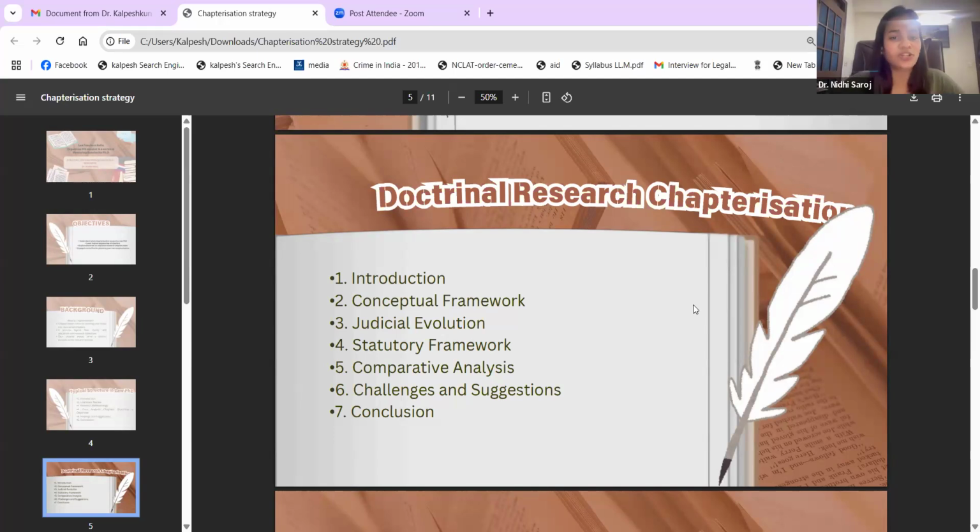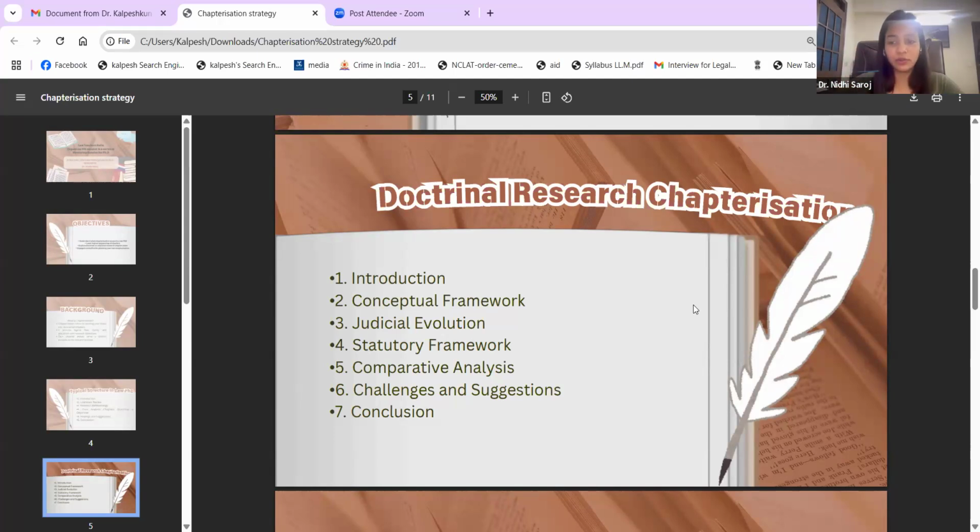Now, if you look into doctrinal research, like I told you, in the introduction part itself, in this chapter, you have to first highlight the statement of problem. You have to first give the background. You have to talk about the topic. If you are doing a legal research, obviously you have to connect it with law. You have to talk about the statutory framework, and then you have to highlight your research objective, research question, hypothesis.